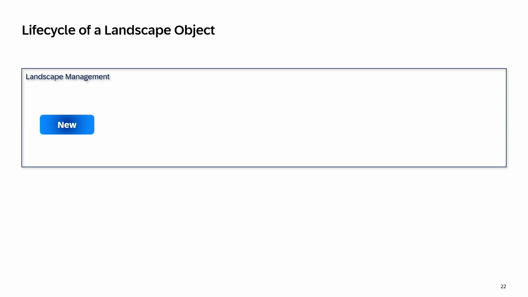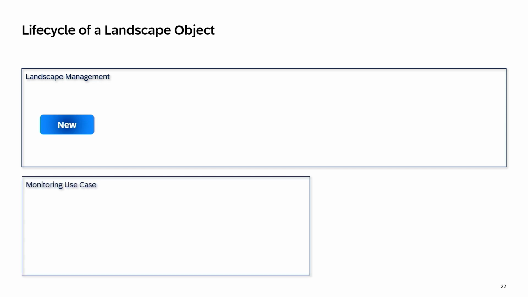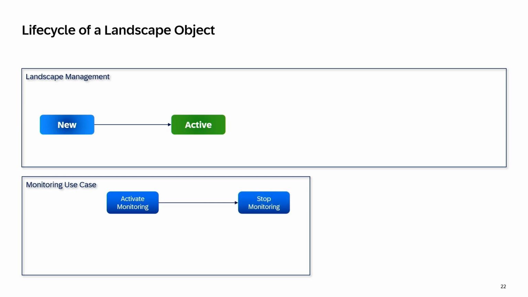Well, it starts when you have a new object in landscape management: it has the status new. Then you activate monitoring in a monitoring use case, and it goes into status active. You maybe say, I don't have the system anymore, I have a new system, better. So you stop the monitoring, and now your landscape object is inactive. And you still cannot delete it. That's not fair. Well, actually this has something to do with compliance and liability.